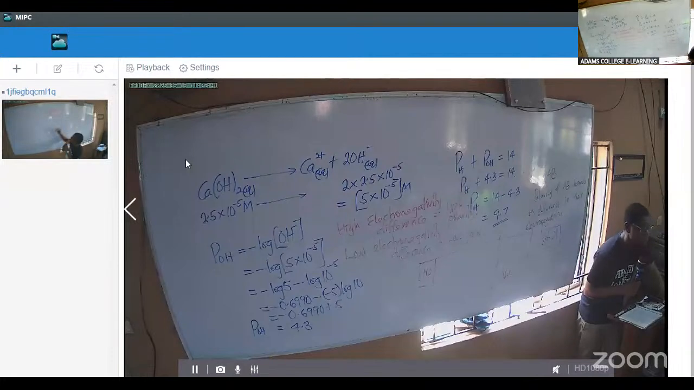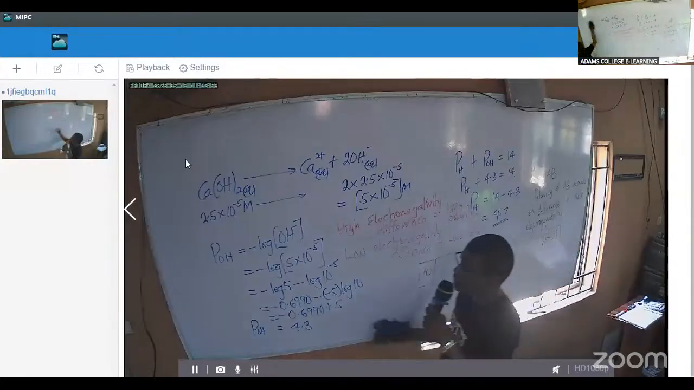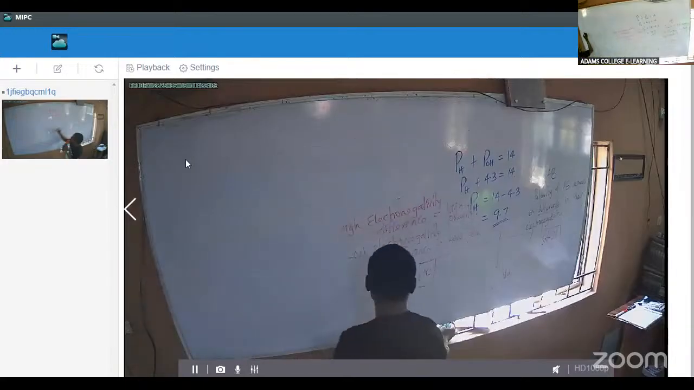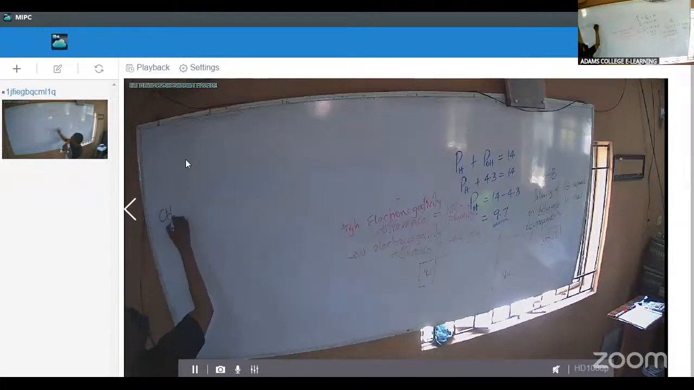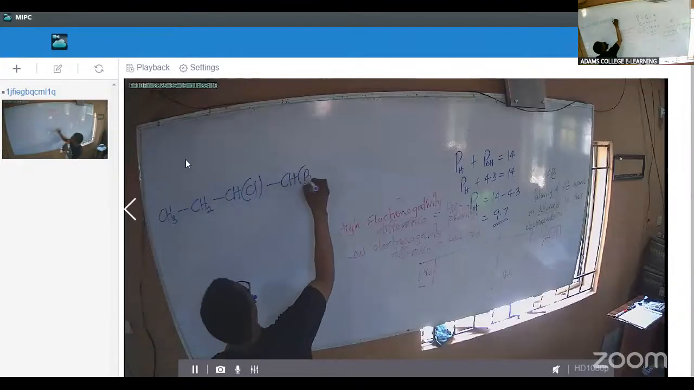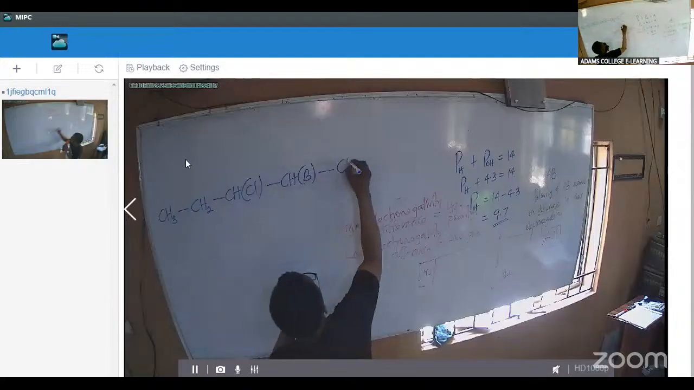Okay, let's go to the next question. What is the IUPAC name of the compound? CH3, CH2, CHCl, CHBr, CH2, C double bond OH. What's the IUPAC name of that compound?